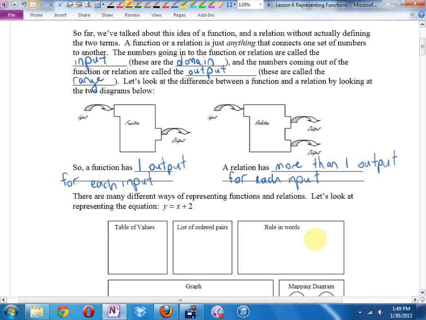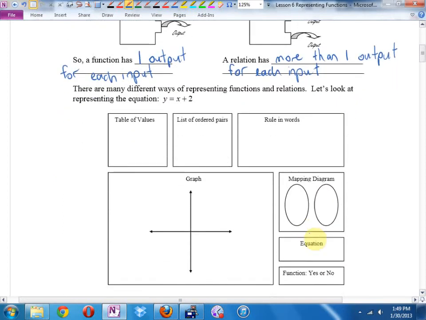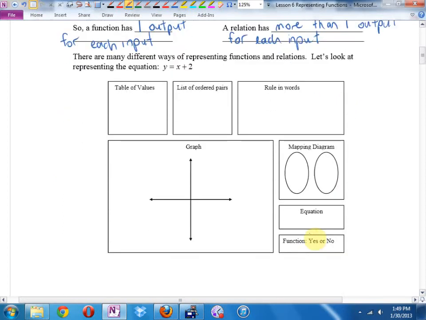There are many, many different ways of representing functions and relations. Each of them has advantages and disadvantages. Our preferred method in math is almost always going to be the equation or the graph. But let's look at the equation y equals x plus 2. You can represent it as a table of values.